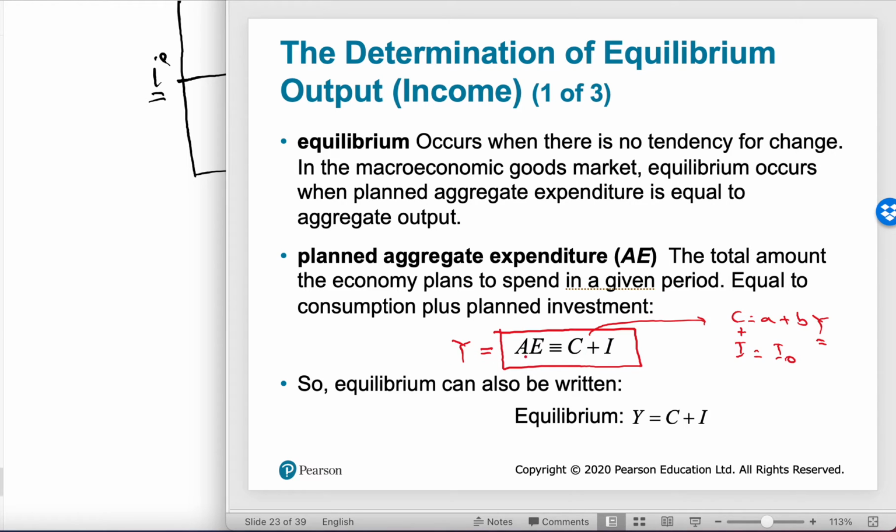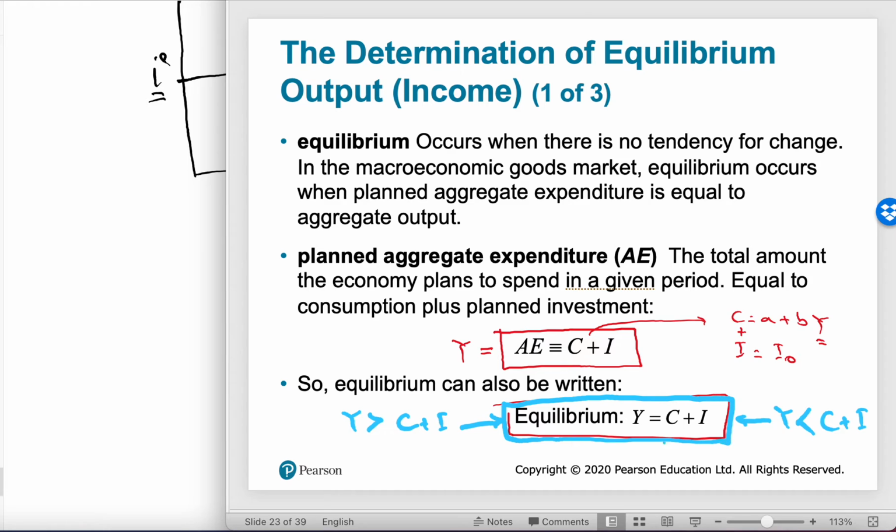Is it an identity? No, it is not an identity. This part is an identity, but whether it is equal or unequal to Y is an equation. So you can determine the level, so the equilibrium condition would be this. And in most other cases, it may actually be Y bigger than C plus I. This is disequilibrium. Or Y may become smaller than C plus I. In either case, there are internal forces which bring the economy into equilibrium.